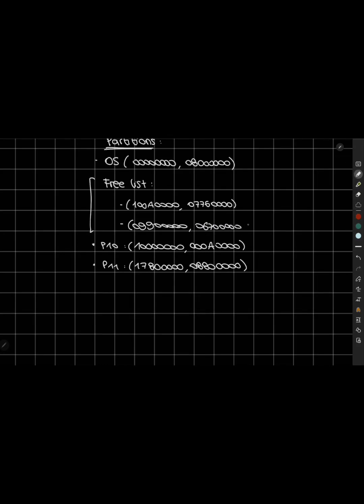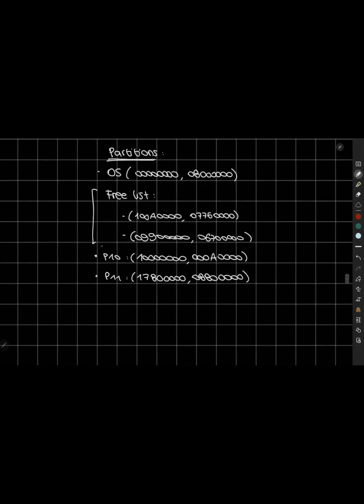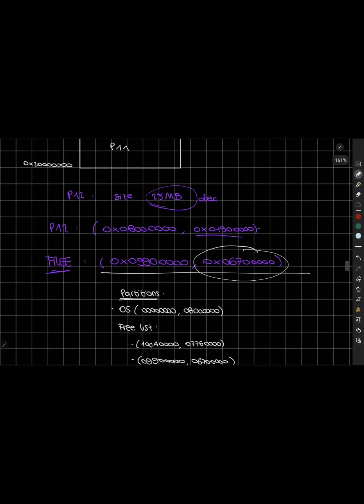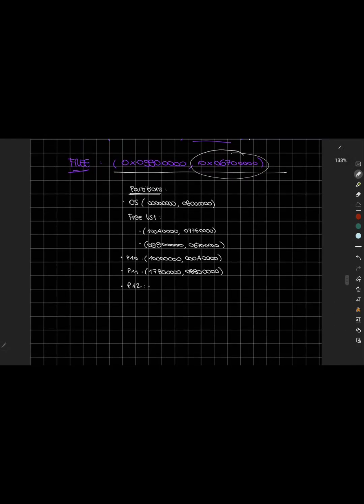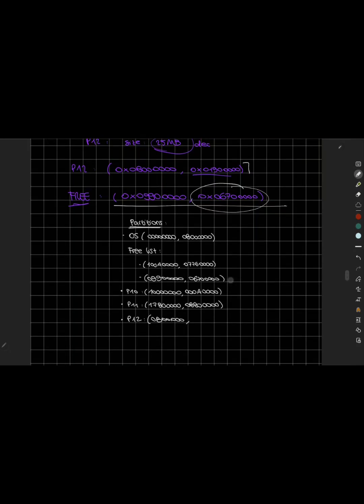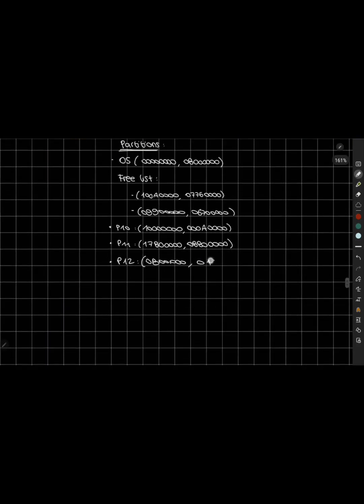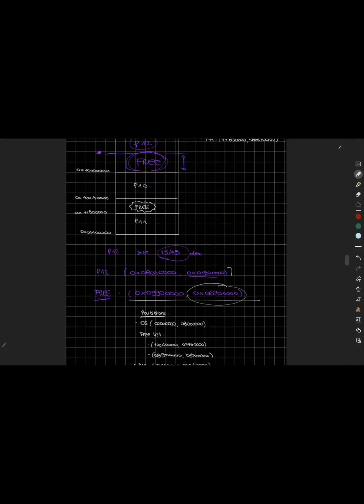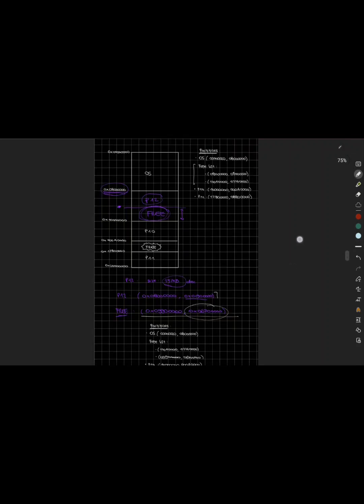0 0 0 0. Right, so P10 and P11 will stay the same, but I will have also P12 with this information that I calculated here. So with starting address 0 8 0 0 0 0 0 and a size of 0 19. All right, so we added a new process in our environment, in our RAM.